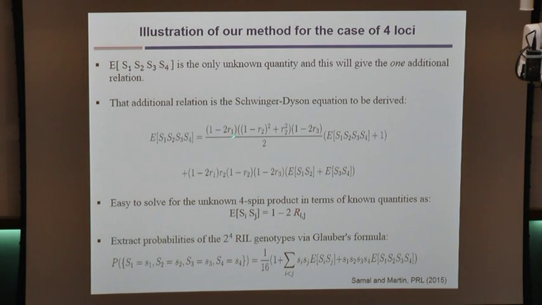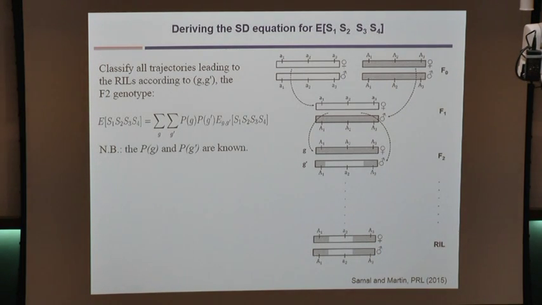But I've not yet told you how you get this 4-spin product. Again, the Glauber's formula which I showed you, the simplification for the 4 loci case, is this one. If you know the 2 spin product and the 4-spin product, you will get back the probabilities of the RIL genotypes using this equation. I think the key to this method is illustrated here itself. What I did to solve this case is ask the following: starting from the F2 genotypes, what are the trajectories that will lead to the different RIL genotypes?